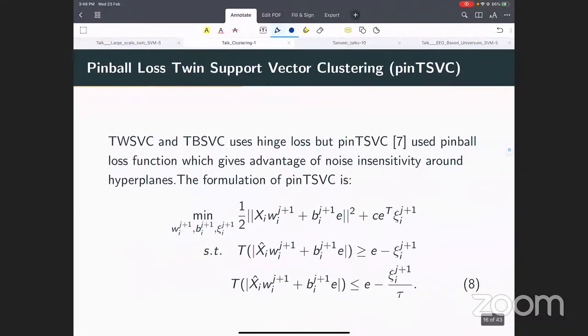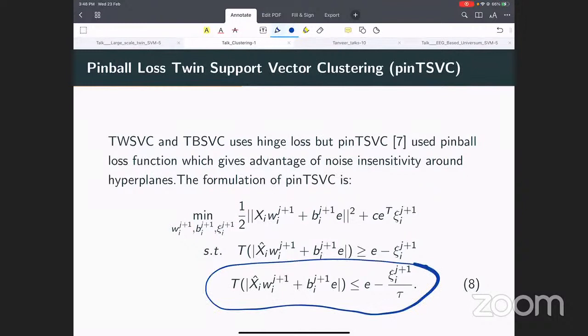This is our recent contribution using pinball loss functions. The main advantage is to overcome the issue of noise sensitivity in the original twin SVM, the twin support vector clustering problem. So using this pinball loss function, we have extra constraints due to this.